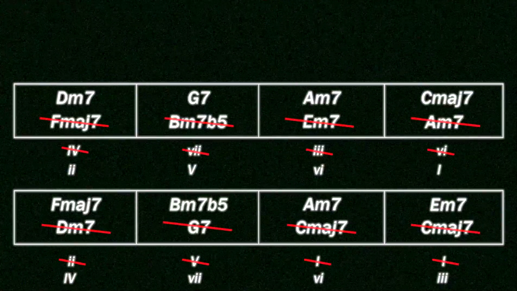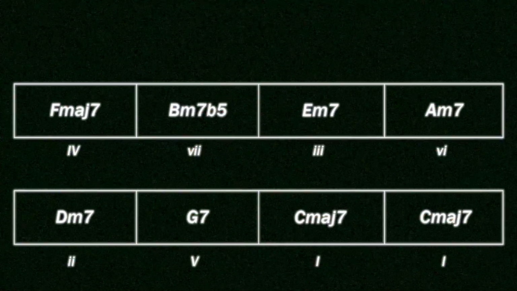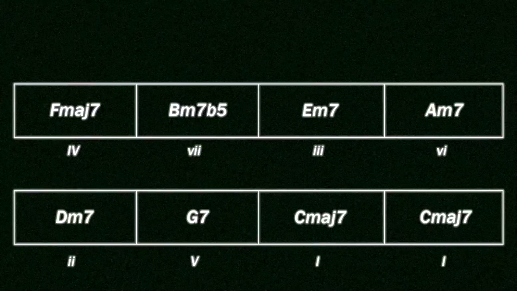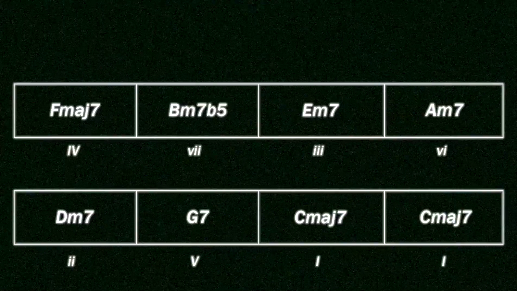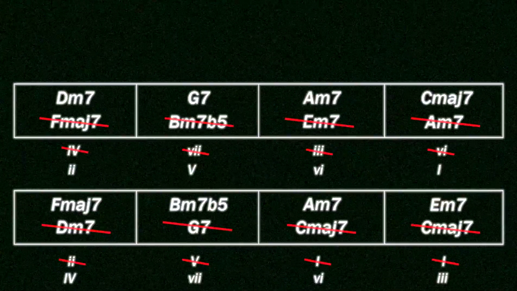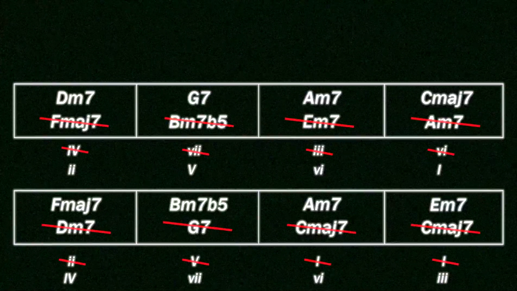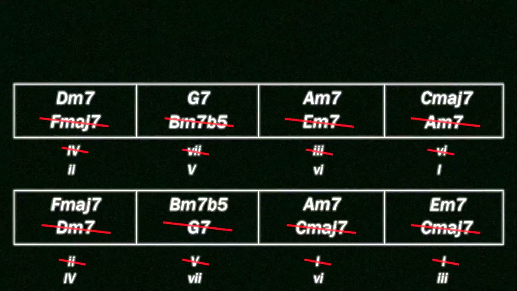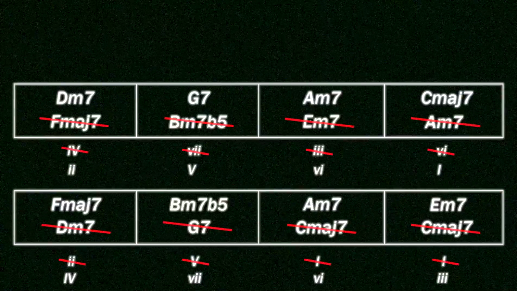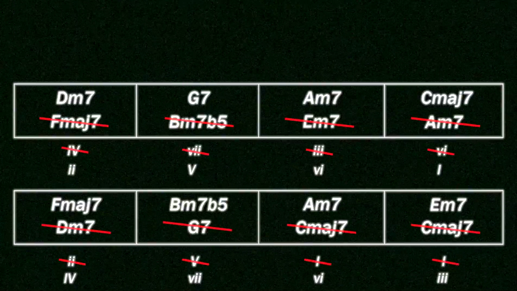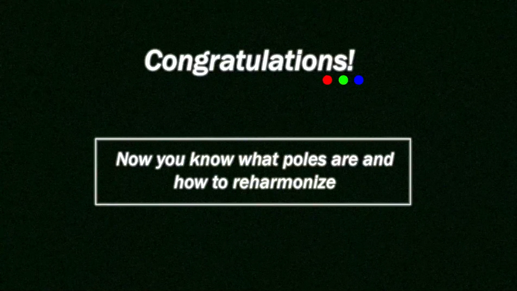Let's put a basic melody over top of this chord progression. Now, let's change each chord in relation to what pole it belongs to. Notice how the melody still works over top of these chords, just like it did with the previous chord progression. Congratulations! Now you know what poles are and how to reharmonize.